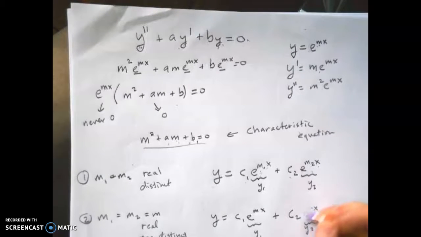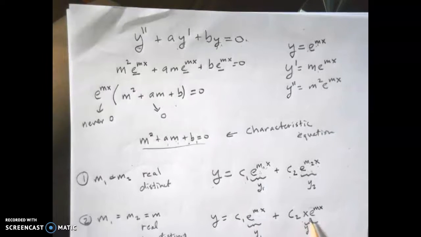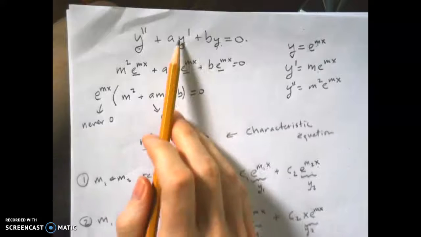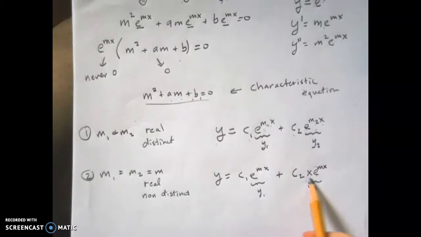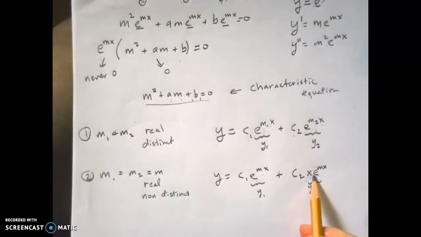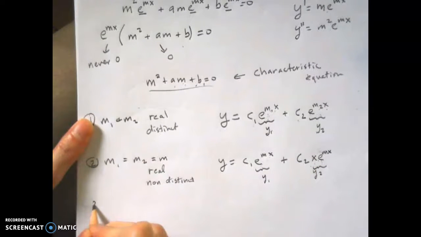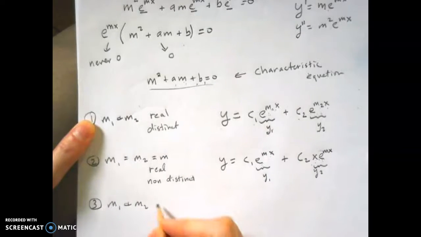So what we have to do is change this second one. And what we can do, if e to the mx is a solution, there is a proof that proves that x e to the mx is also a solution. I'm not going to go through that proof right now. I don't think our book goes through it. But if e to the mx is a solution to this equation up here, then x e to the mx would also be a solution. And there you've got your y1 and y2 that now are linearly independent. Okay? That satisfies that condition. And the third case is m1 and m2 are complex.